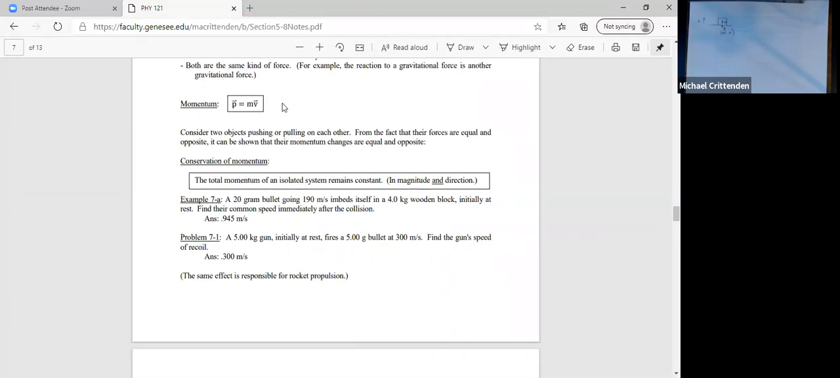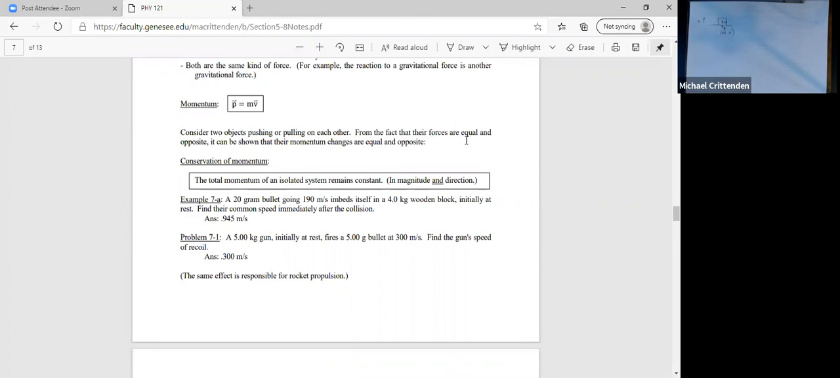So that's the definition. Consider two objects that are pushing or pulling on each other. This could be two balls colliding on a pool table, for example. During the collision, ball one pushes on ball two, and simultaneously ball two pushes back on ball one. Or it could be the Earth and the Moon pulling on each other gravitationally, or anything else. But the third law says that their forces are equal and opposite.